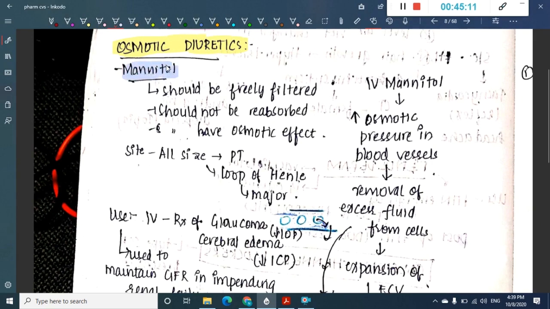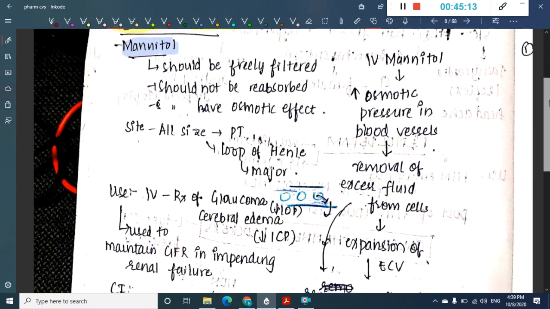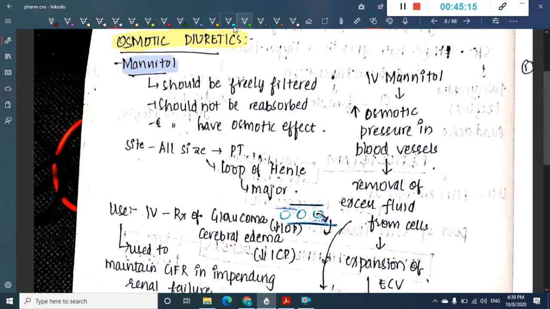Mannitol has some important properties. If any drug has to act as an osmotic diuretic, it should be freely filtered, it should not be reabsorbed, and it should have osmotic property. These are the important properties mannitol should have to act as an osmotic diuretic.